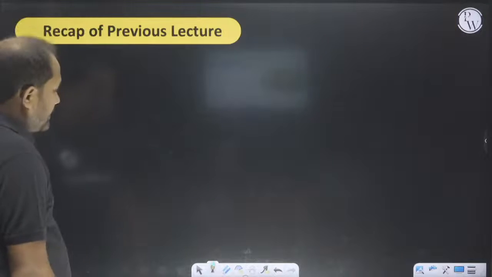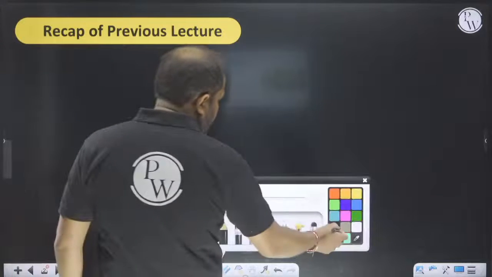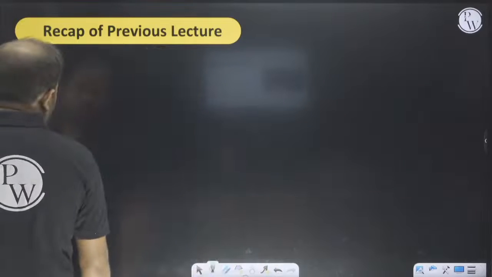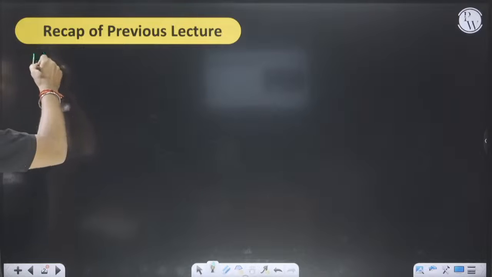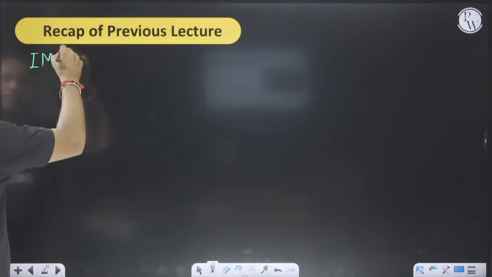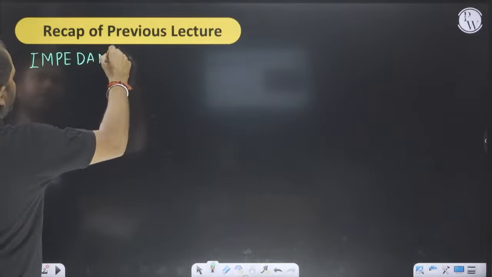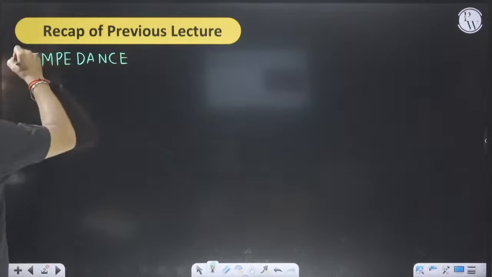So we are starting transmission line. We are discussing the transmission line topic. Today we are going to discuss impedance, meaning quarter wavelength impedance and lambda by 8 impedance, so input impedance for different lengths of the transmission line.